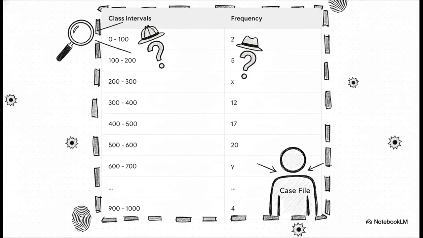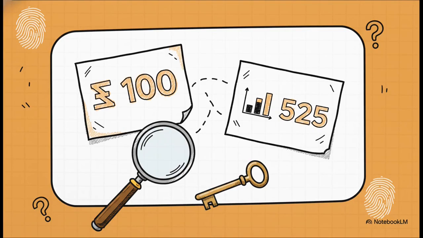All right, detectives, take a look at our case file. This table shows a pretty standard frequency distribution. But look closely. In the frequency column, we have two unknown values, X and Y. These are our main suspects. Our mission is to find their exact values. Luckily for us, we've been given two very important clues to crack this case. First, we know the total frequency, which we call n, is 100. And second, we know that the median of this data is exactly 525. These two clues are the key to this entire puzzle.